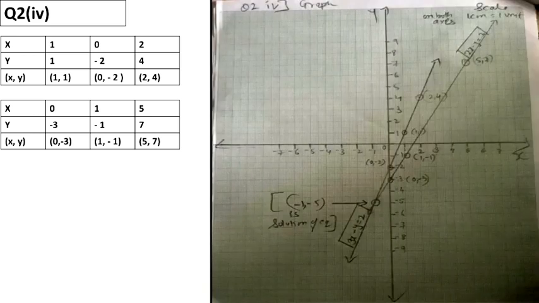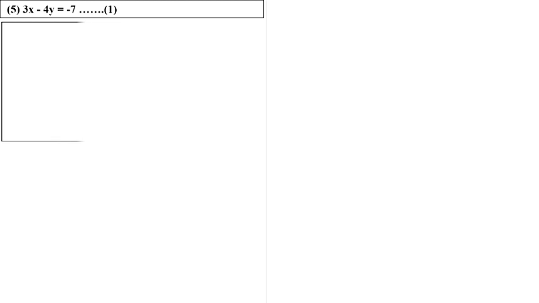Where these 2 points are intersecting here, on minus 1 and minus 5, is the solution of the equation, which I have highlighted with the arrow. Now the fifth one: 3x minus 4y equal to minus 7 is equation number 1 of question number 5.